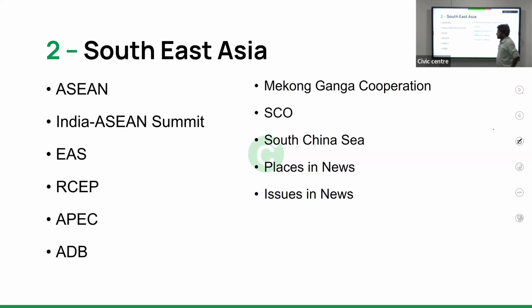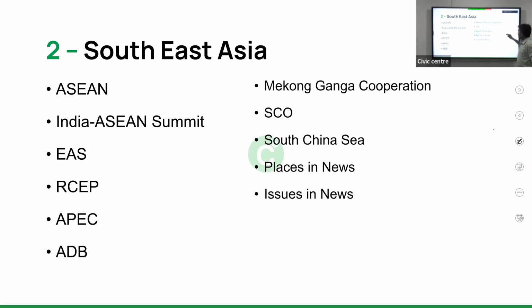Now in Southeast Asia we will be covering ASEAN, India-ASEAN Summit, East Asia Summit, RCEP, Mekong Ganga Cooperation, Shanghai Cooperation Organization, South China Sea, APEC, ADB. Is it clear? These are the regional groupings mainly related with Southeast Asian nations.